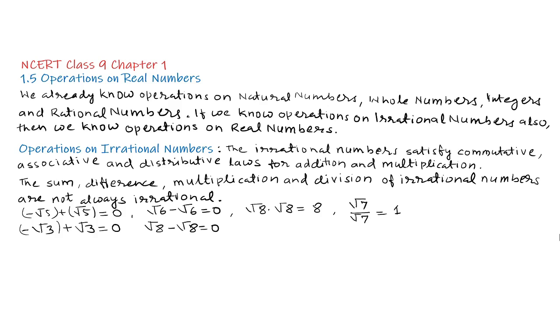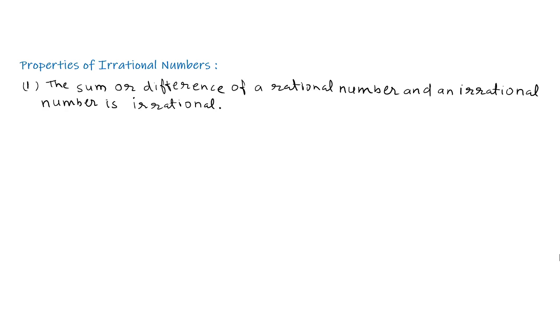One example of product is root 3 multiplied by root 3 equal to 3. Root 3 is irrational. When it is multiplied by itself, root 3, we are getting a rational number. Root 10 divided by root 10 equal to 1. Root 10 is irrational, is divided by root 10, which is irrational, and we are getting 1, which is a rational number. Properties of irrational numbers.